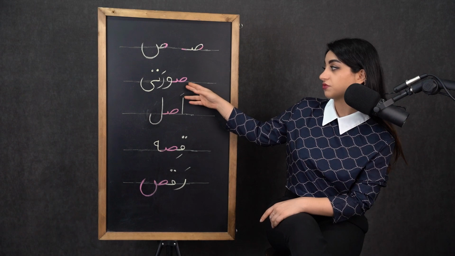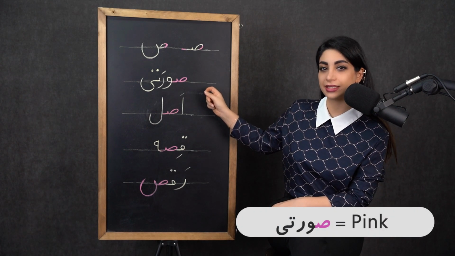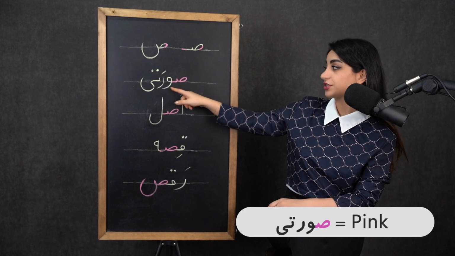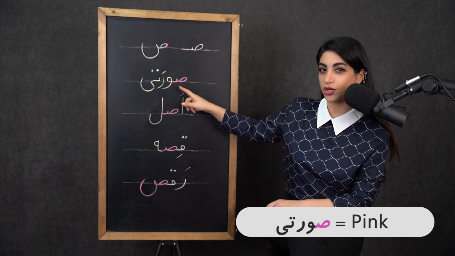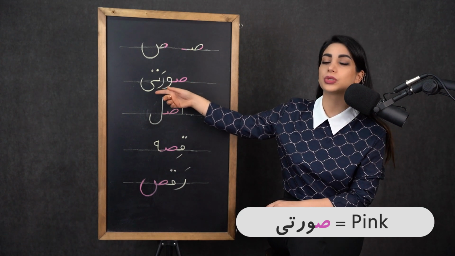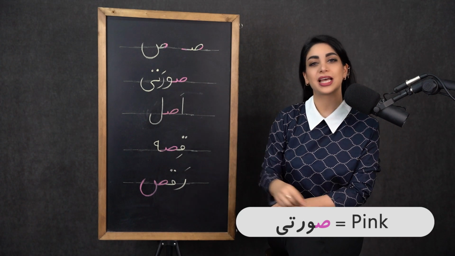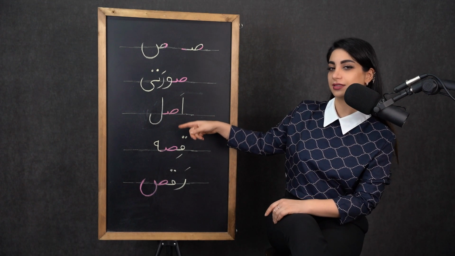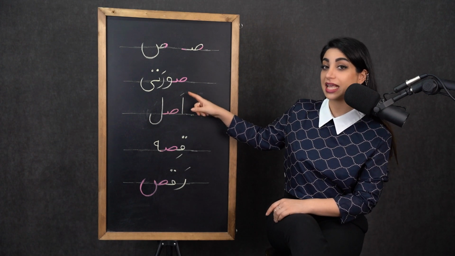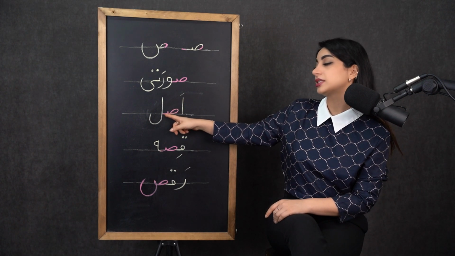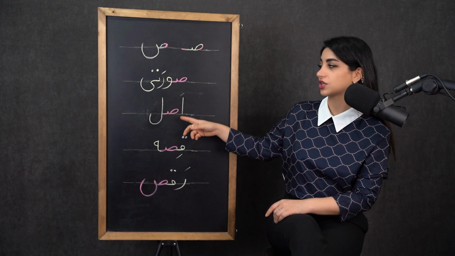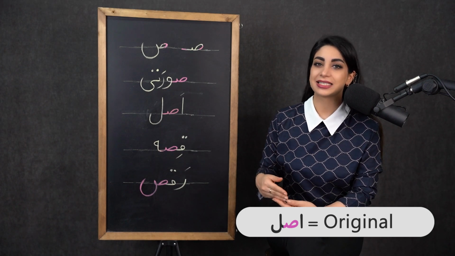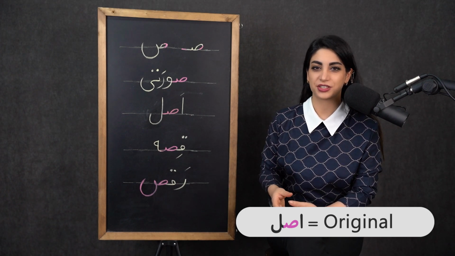Now look here. First, surati. Look, it attached to u, which you know because it has to. Surati is the same as pink in English. This one, look, it didn't attach because a doesn't want to attach, but here it has no choice. It has to attach. So, next one is asl. Asl is the same as original in English.